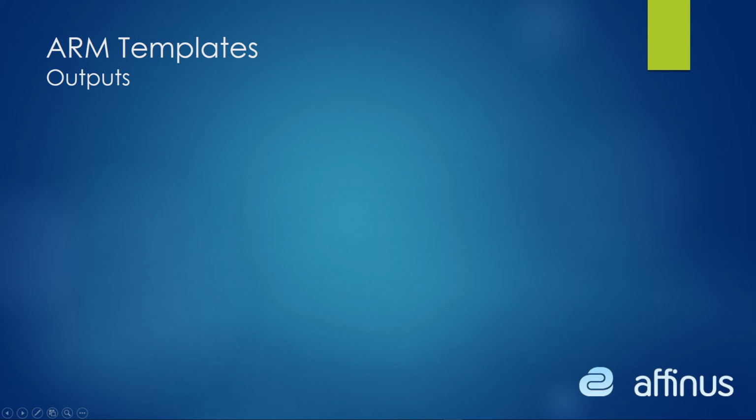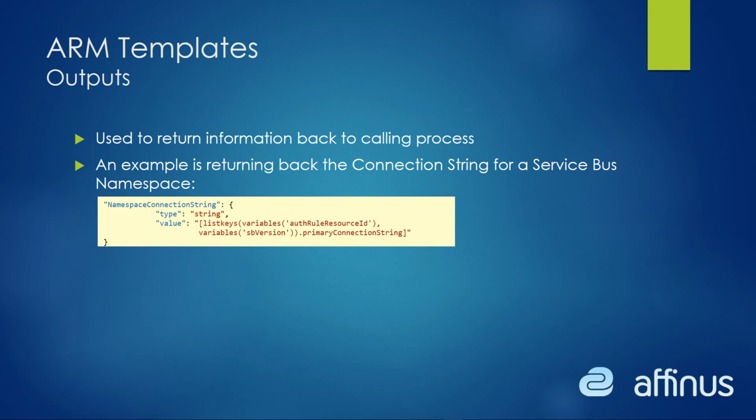And the last part in an ARM template is the output section. And this is used to return information back to the calling process. So an example would be if you were creating a service bus namespace and you wanted to return back the connection string for that namespace. So the example you see here is we're returning a namespace connection string, and we're using a combination of expressions and functions to look up the primary connection string for the service bus namespace we created in our template.